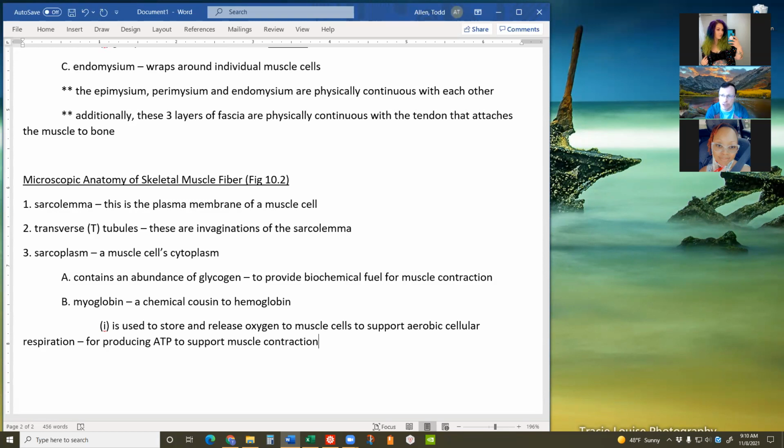You can think of myoglobin as an oxygen storing battery. For those that may have any experience with electronics, myoglobin is basically a capacitor. Okay, it stores something. All right.